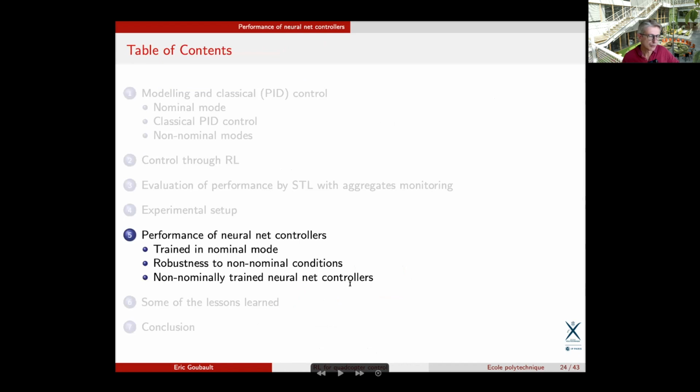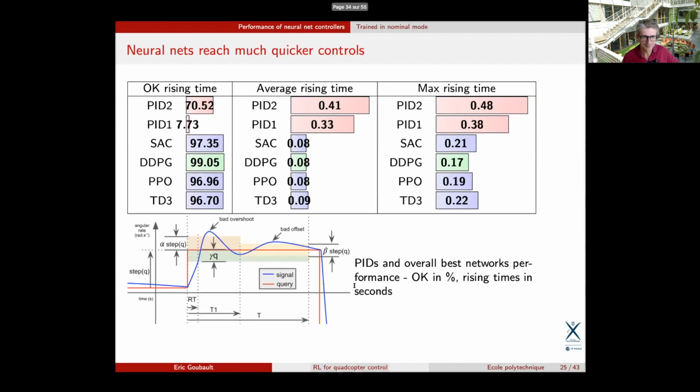Okay, so we're going to report the performance of the neural net controllers we have. In nominal mode, we're looking at the nominally trained controllers under non-nominal conditions, so some sort of robustness. And finally, we're going to discuss the non-nominally trained neural net controllers.